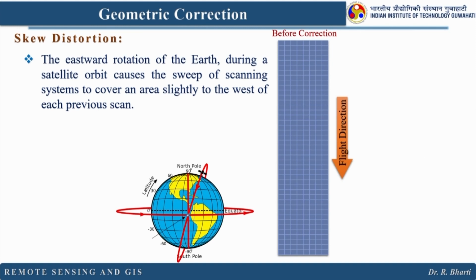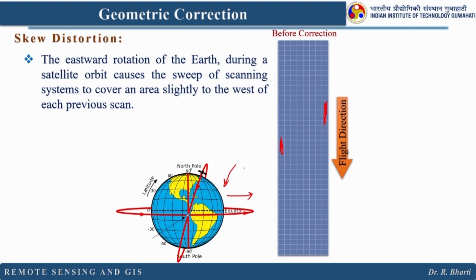Here this is the image before correction. When we capture the image, it looks like this, and we think it is very good and properly aligned. But you can find there is a change in the position of the elements, meaning pixels or objects. There will be some mismatching in the corner pixels. Why is it so? Because the earth is moving and the satellite is also moving.